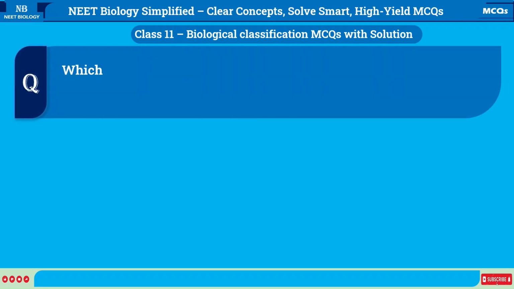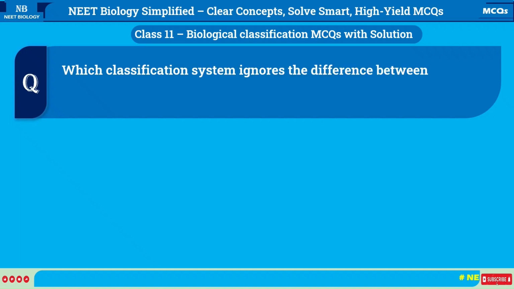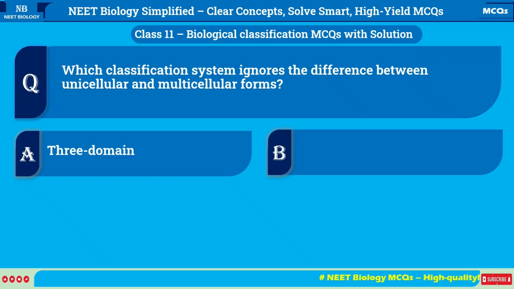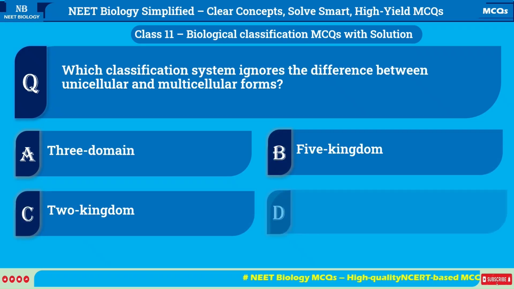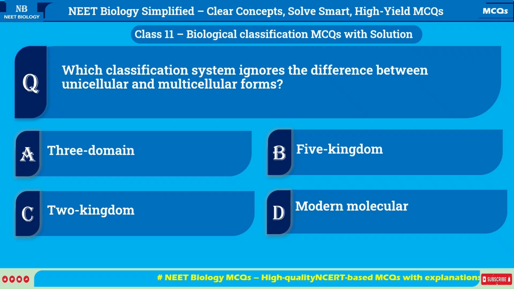Which classification system ignores the difference between unicellular and multicellular forms? A, 3-domain. B, 5-kingdom. C, 2-kingdom. D, modern molecular system.